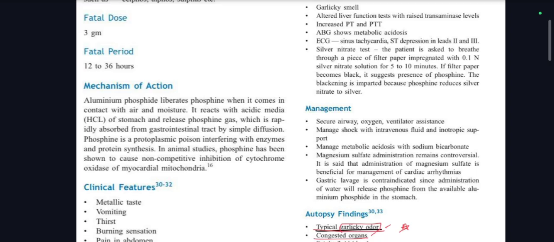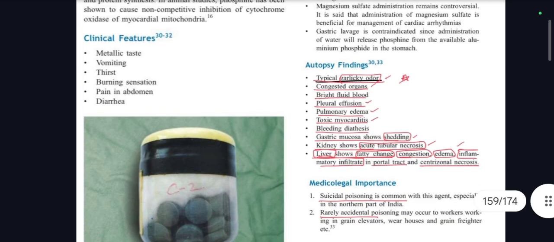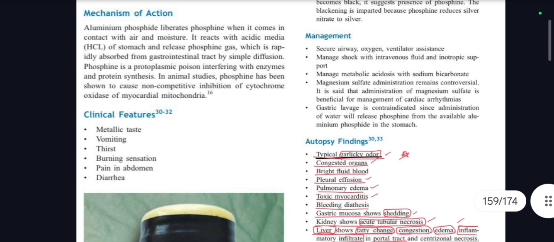So phosphine is a protoplasmic poison and interferes with the enzymes and protein synthesis. In animal studies, phosphine has been shown to cause non-competitive inhibition of cytochrome oxidase of myocardial mitochondria. So in animals it is going to hamper myocardial mitochondria, and in humans it is going to cause a protoplasmic poison.